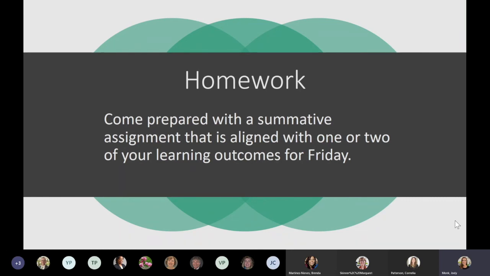We hope that you all will join us Friday. We do have Lindsay Rudebra from the Experiential Learning Office coming to present with us as well, and we'll talk about creating authentic assessments. So if you will be joining us, we hope you come prepared with a summative assignment that's aligned with one or two of your learning outcomes that you've done in the past. And we'll talk about creating those really authentic learning assessments for your students.